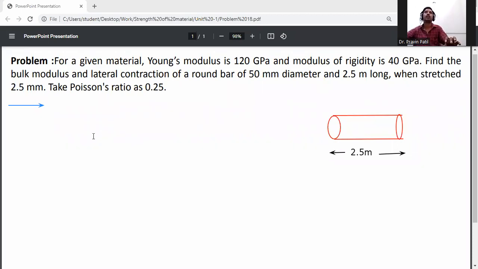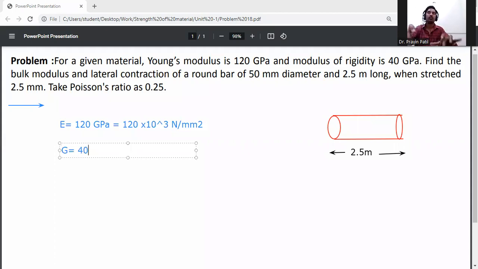First, it is given Young's modulus, that is E is equal to 120 GPa. That will be converted to Newton per mm square: 120 into 10 raised to the power 3 Newton per mm square. Then this one is the modulus of rigidity, that is capital G. We can call it shear modulus also. 40 GPa will also be converted to Newton per mm square: 40 into 10 raised to the power 3 Newton per mm square.